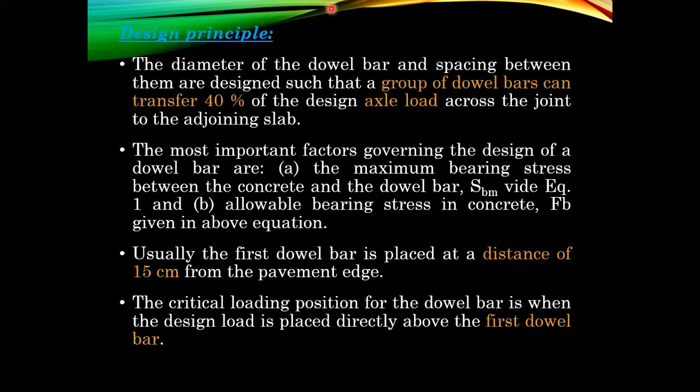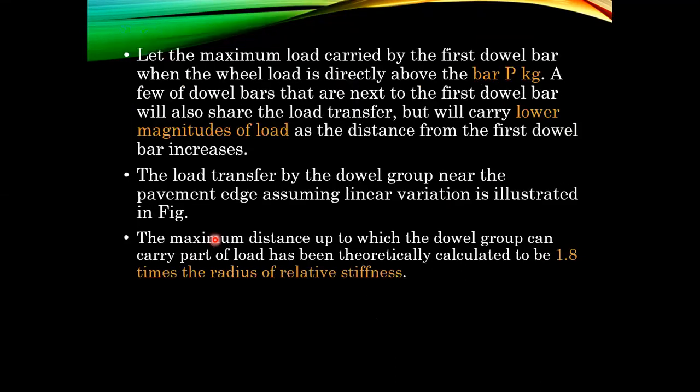Next, these are the four points. First one is 0.4P load is transferred. Second one is it will depend upon SBM and FB. Third one is the first dowel bar is usually placed at a distance of 15 centimeter. Fourth one is the critical loading position is when load is directly applied on the first dowel bar.